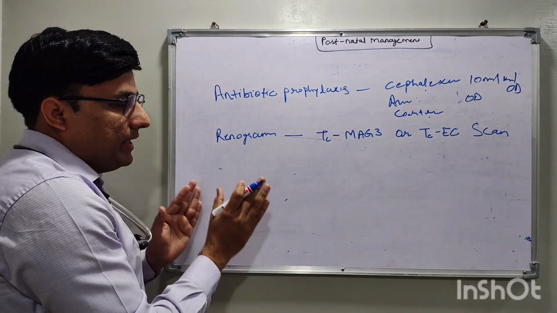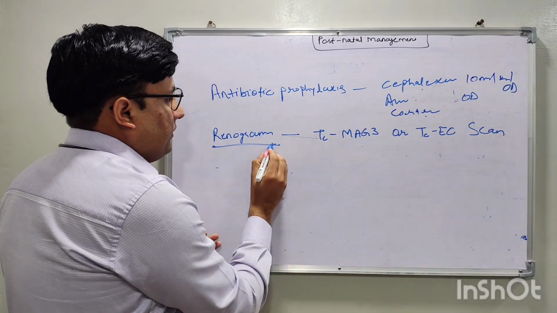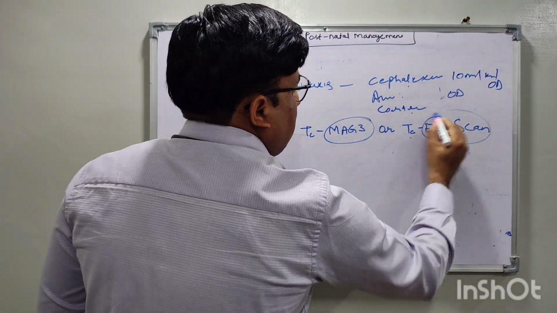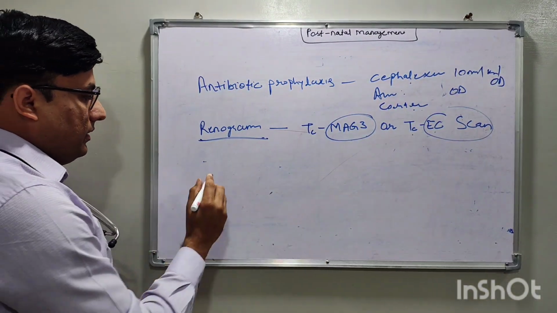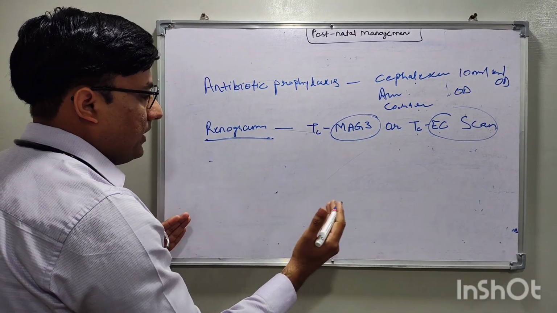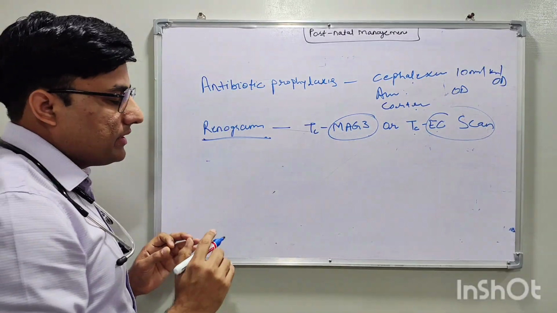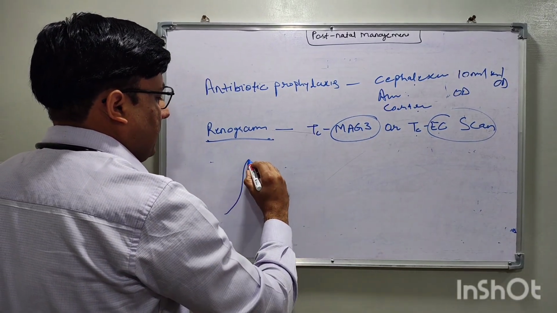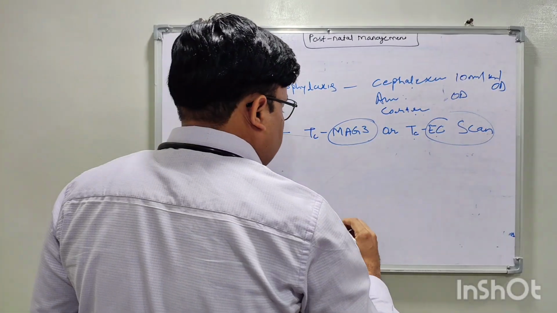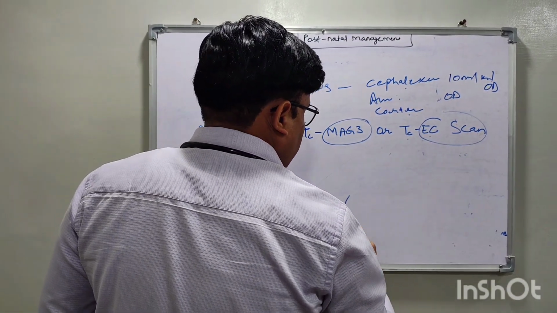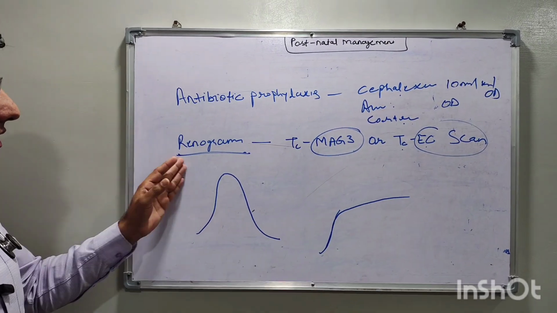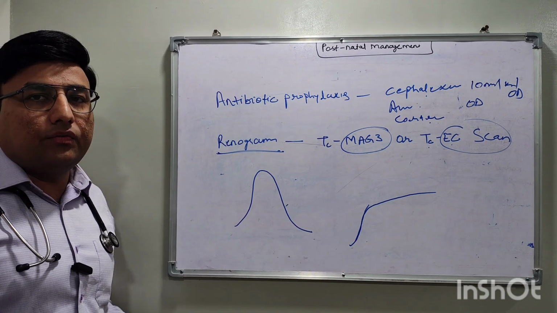And in renogram, radionuclear scan, which scan should we do? Technetium MAG3 scan or technetium EC scan. MAG3 or EC scan we should do. In this we have to see the excretion of the radioactive tracer. If there is no obstruction, there will be a peak and then certain excretion will be there. But if there is obstruction, then there will be a late peak, then a plateau will be there. So it means there is obstruction. So this is about renogram and antibiotic prophylaxis.